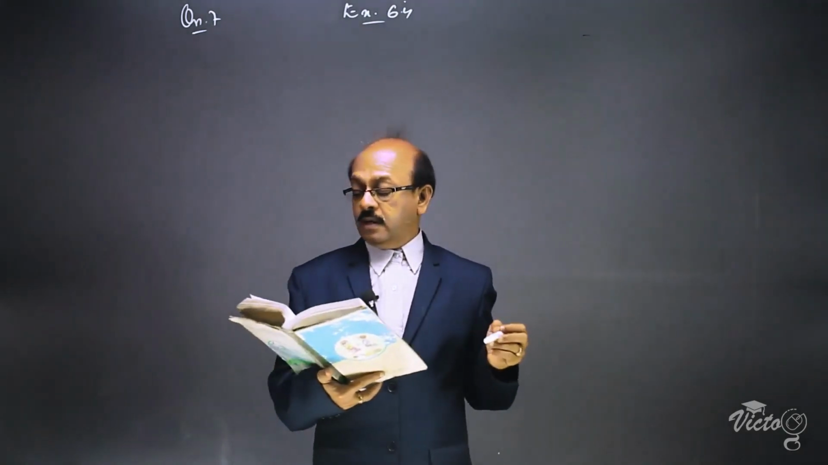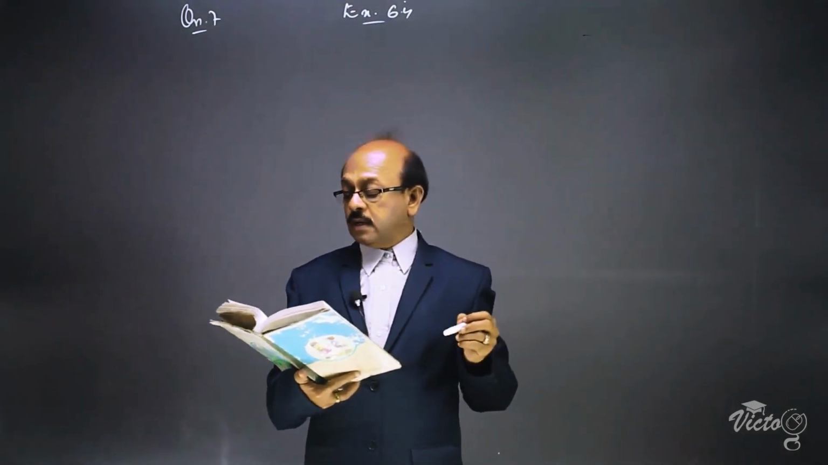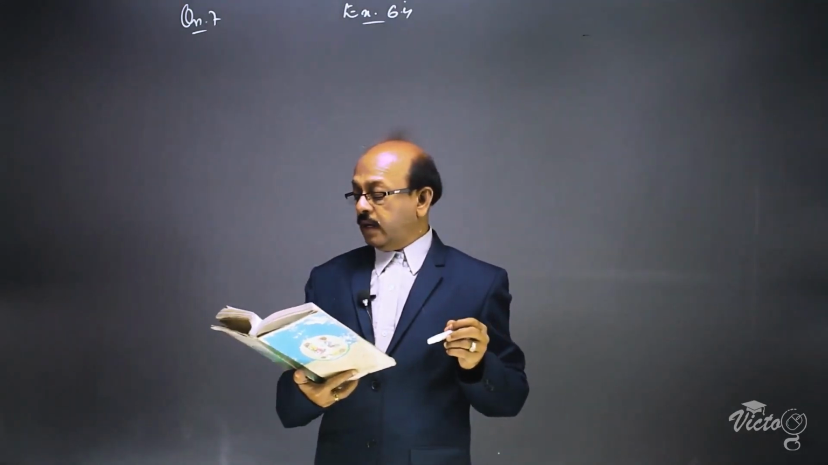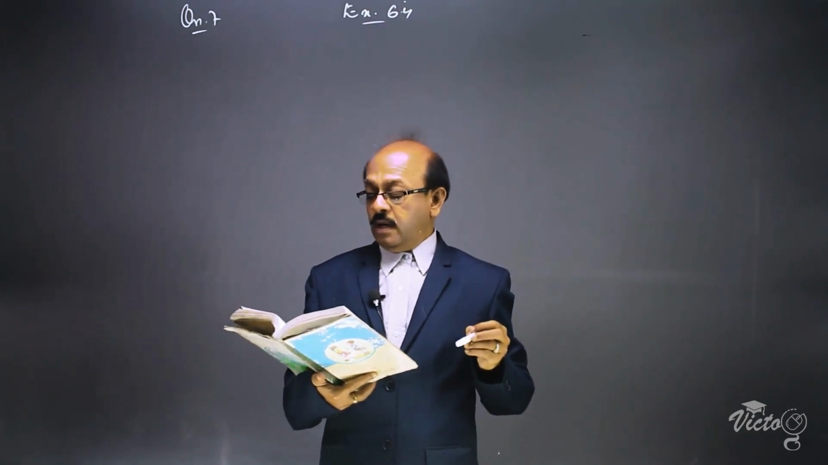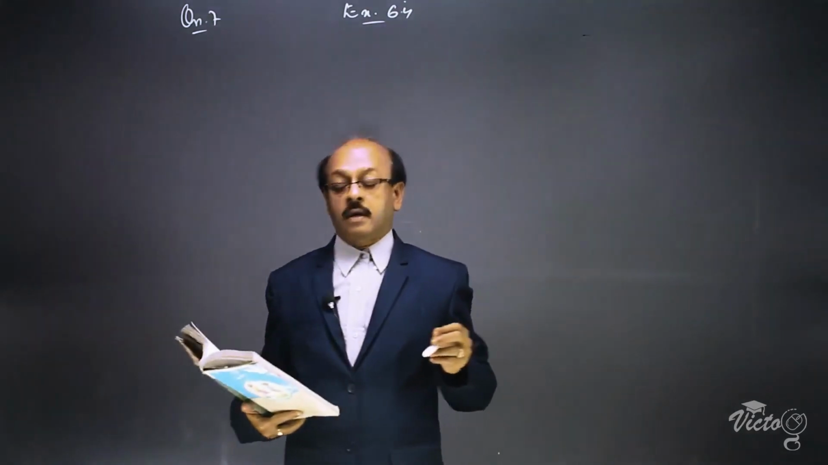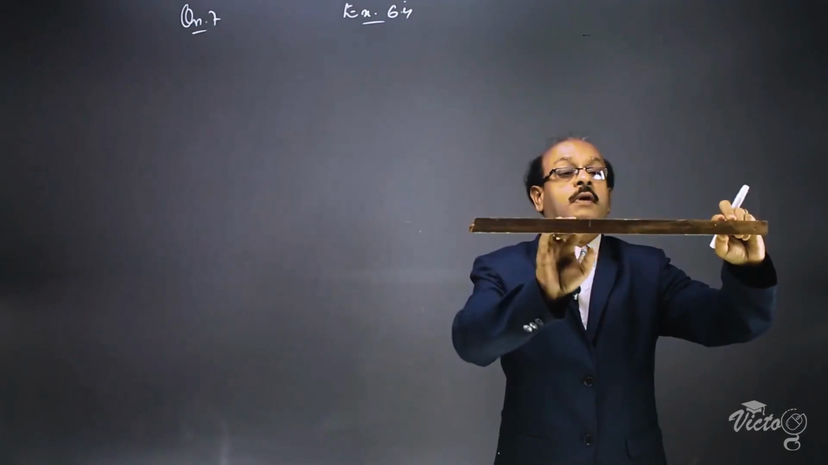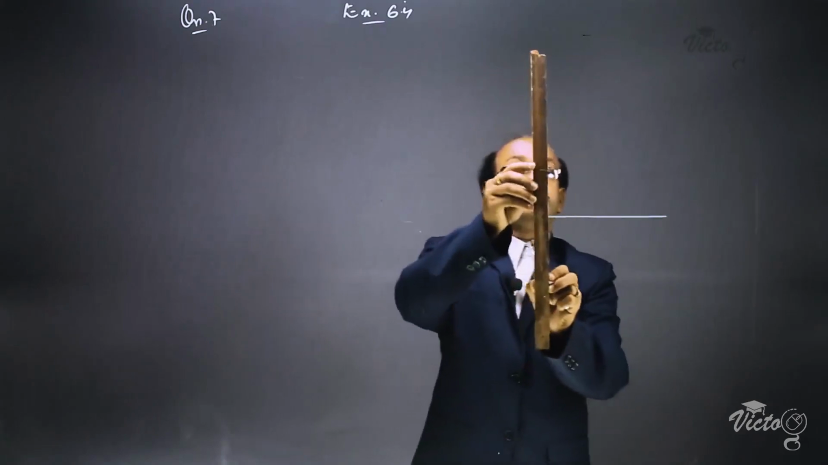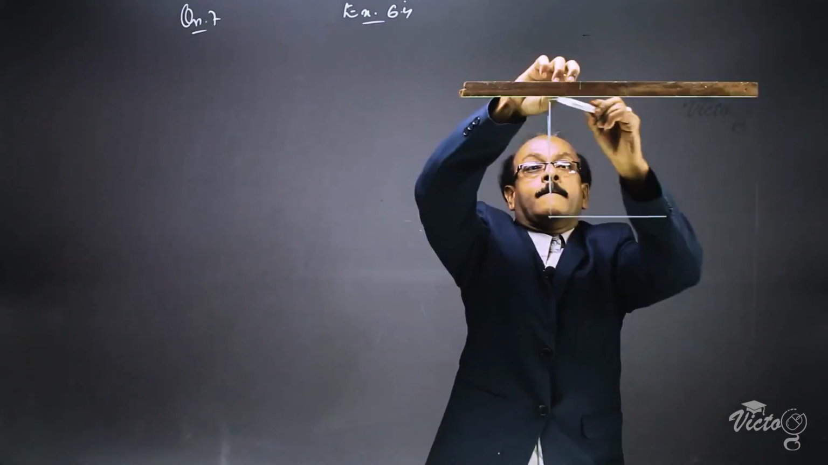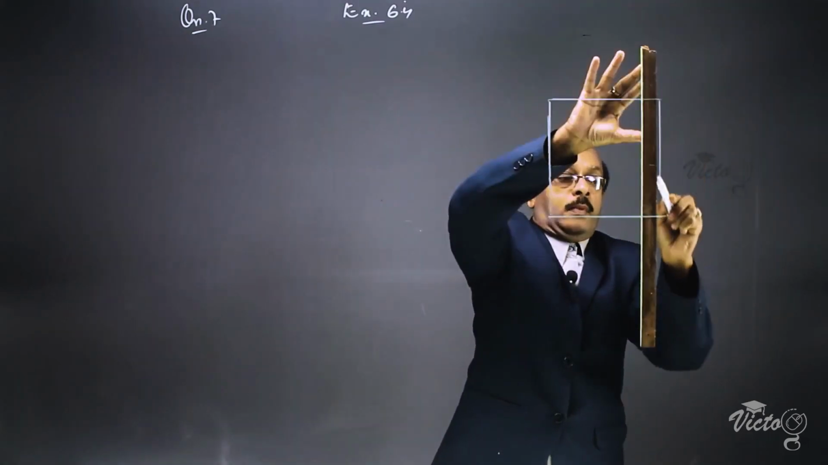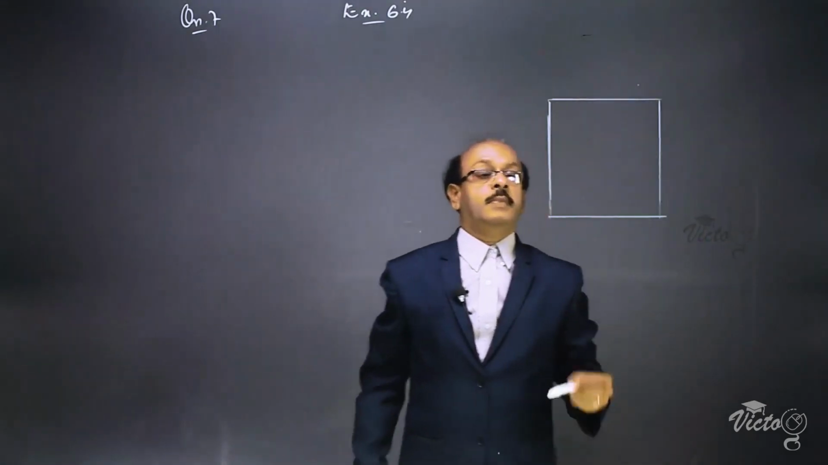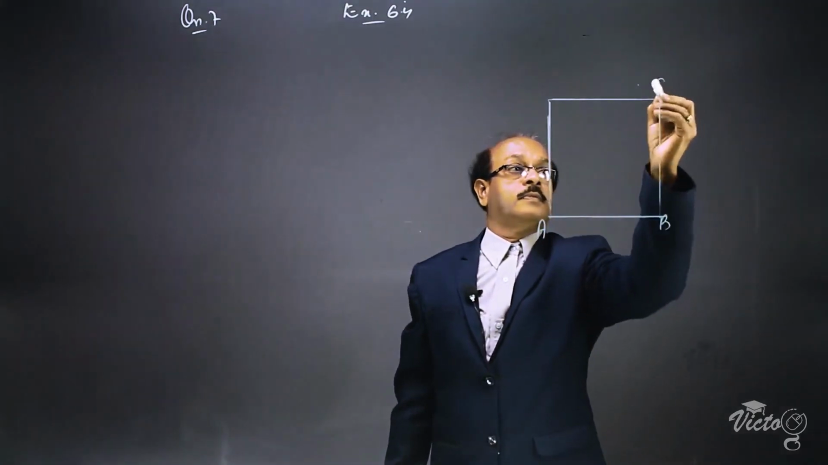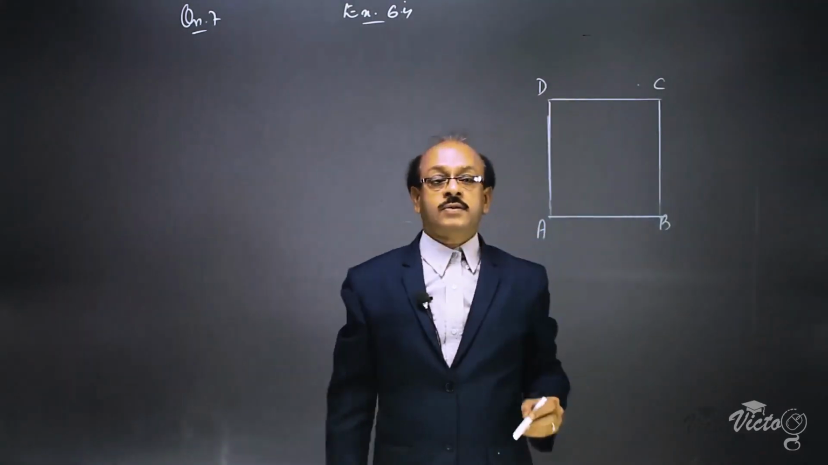The question once again: prove that the area of an equilateral triangle described on one side of a square is equal to half the area of the equilateral triangle described on one of its diagonals. First of all, we are drawing a square. Let ABCD be a square.